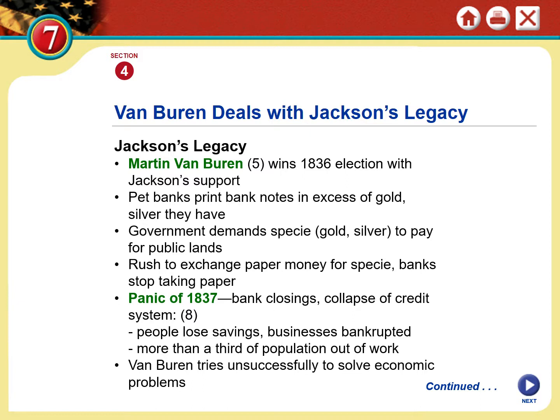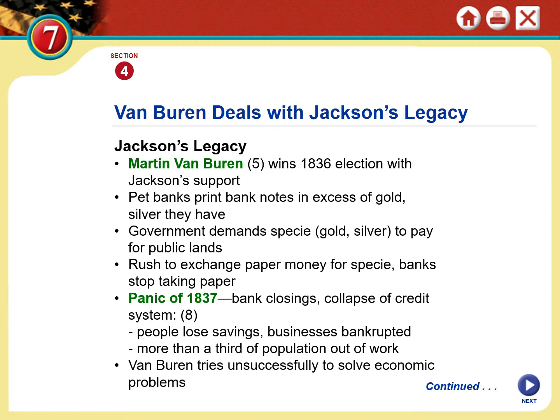And when the federal government began to demand actual currency, since states started printing their own currency, the only real national currency for this period of time was gold or silver. And so the federal government began to demand gold and silver to pay for public lands. And so the banks didn't have enough gold or silver to back up their paper money. And there was a rush on the banks. And this caused a panic, called the Panic of 1837. Banks closed because people realized that the banks were printing money that was worthless. And so people went to the banks and said, I'd like my money in gold, please. And the banks said, sorry, we don't have enough gold.